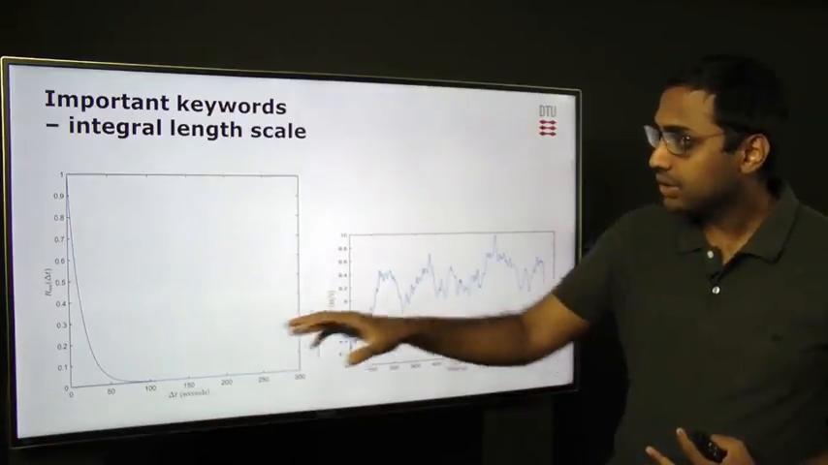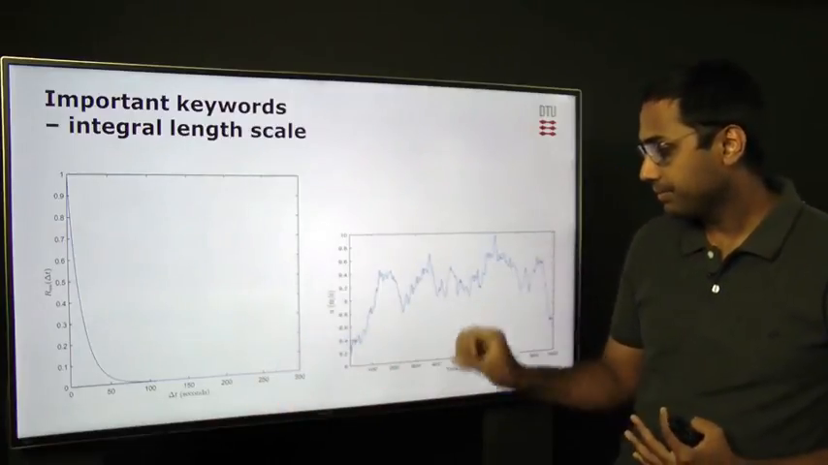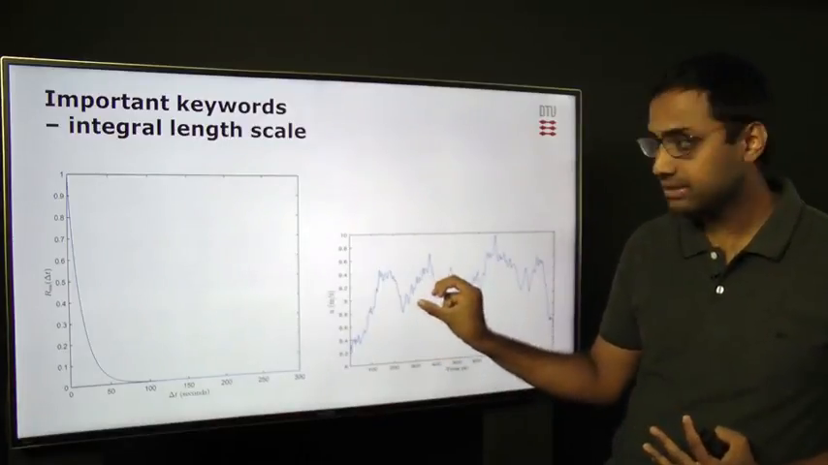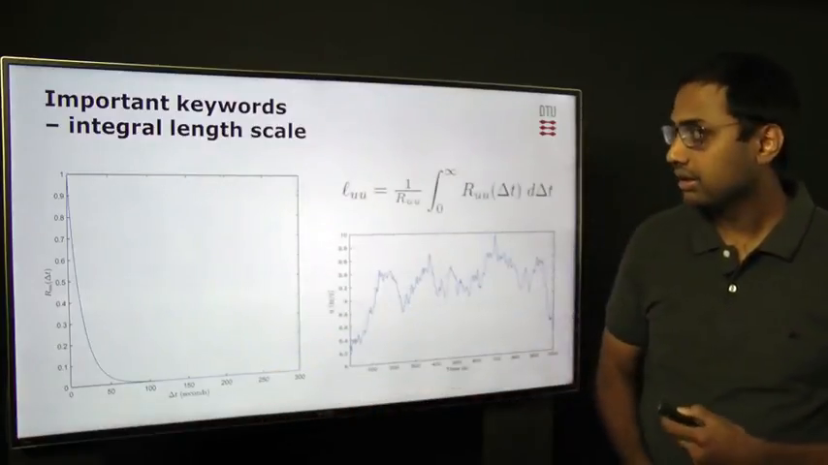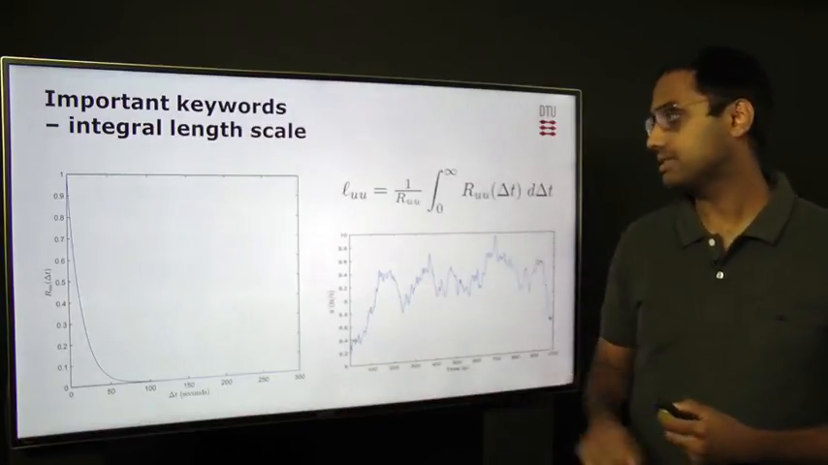So from the time series, we compute the autocorrelation function as a function of the time difference between the two observations, and then we get a certain curve, and the area inside this curve gives us the integral scale, which is given by this mathematical expression.